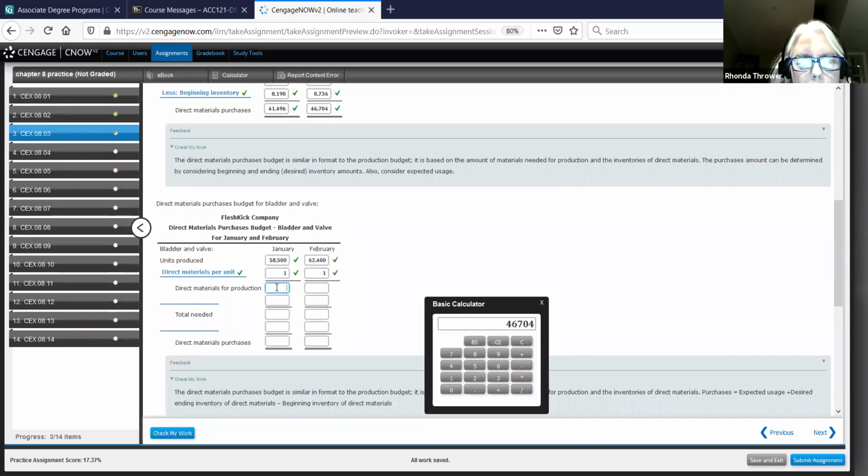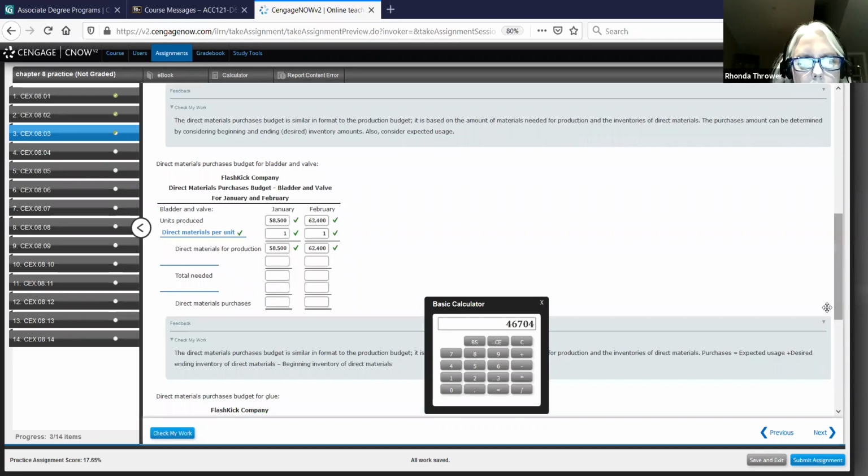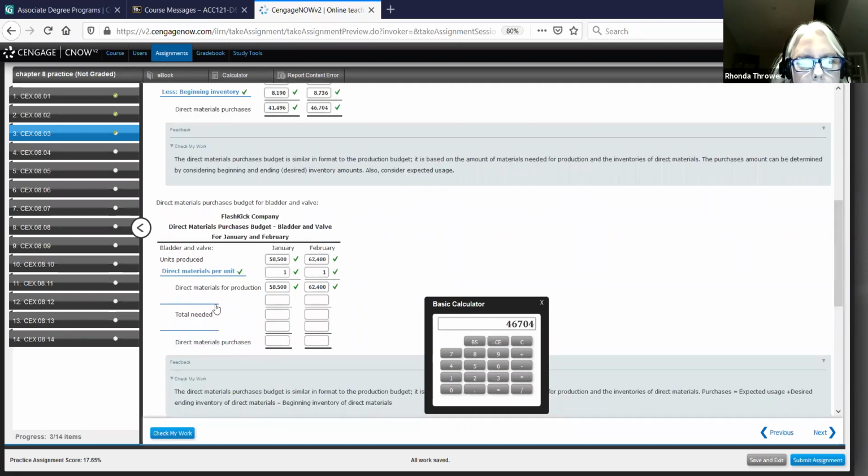And so the direct materials needed for production is 58,500 and 62,400. Remember, you're multiplying these two. And then you're going to add back your desired ending inventory.